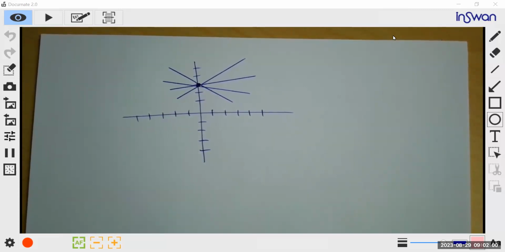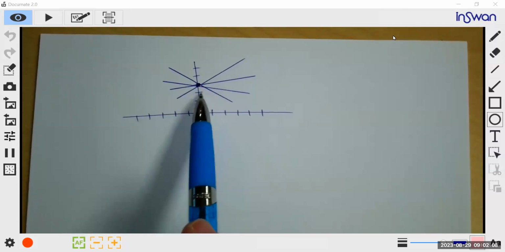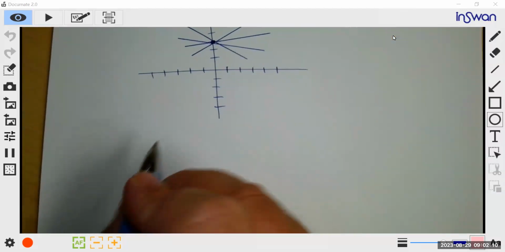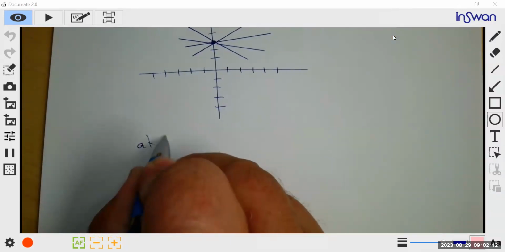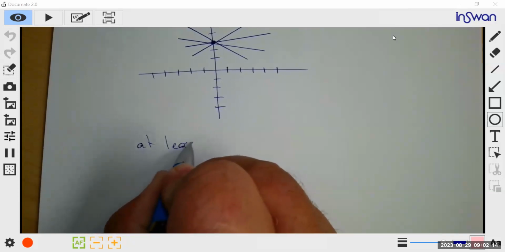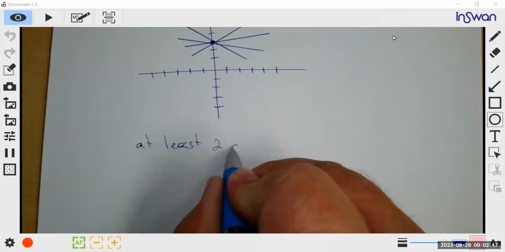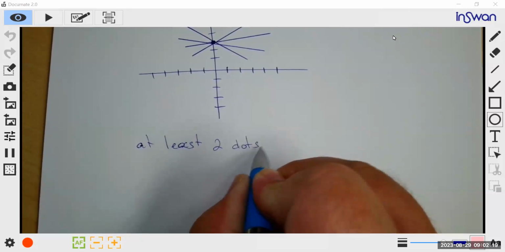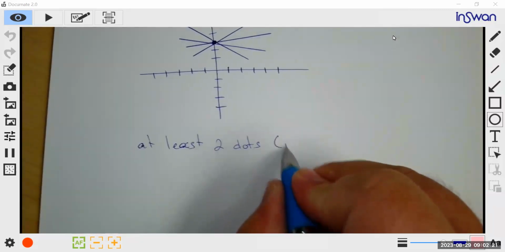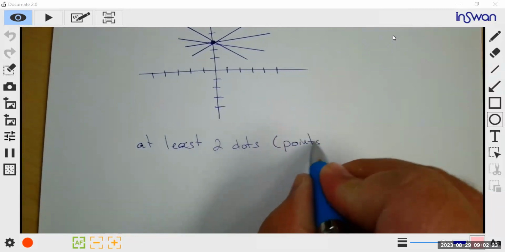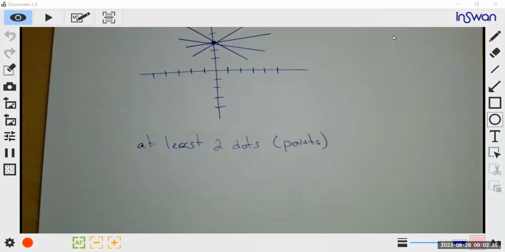There's an infinite number of lines that can go through any one dot. So to draw a line, we need how many dots? We just had one. Yes. So to draw a line, we need at least 2 dots. Points. This would be mathematical here. We need to have 2 points to draw a line.